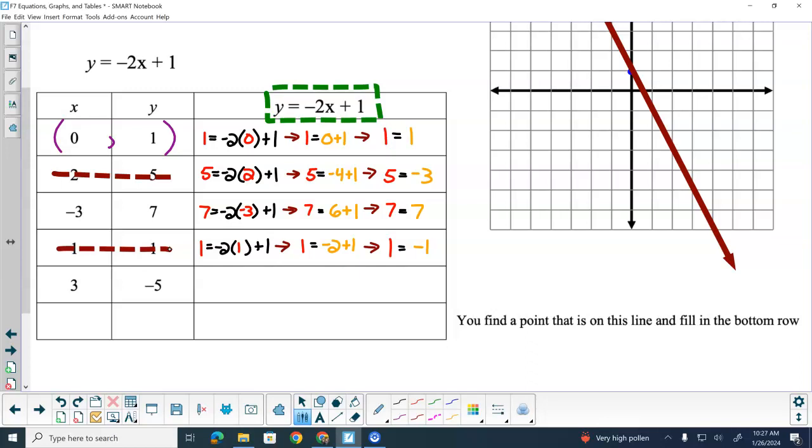Three comma negative 5. Visually on our line or not? What do you think, Andy? Is it on our line or not? Because we graphed our line, so we could plot the point. That's one way to do it. Yay or nay? Yeah. Looks to me like it is. It's right 3, down 5. 1, 2, 3, 4, 5. Looks like that point right there.